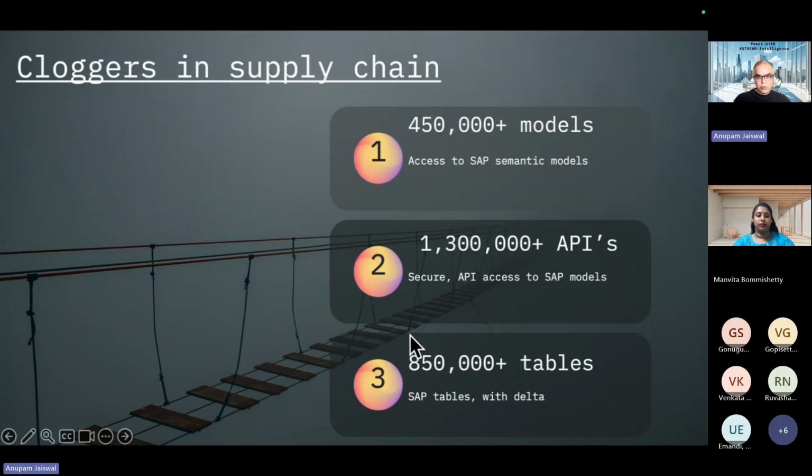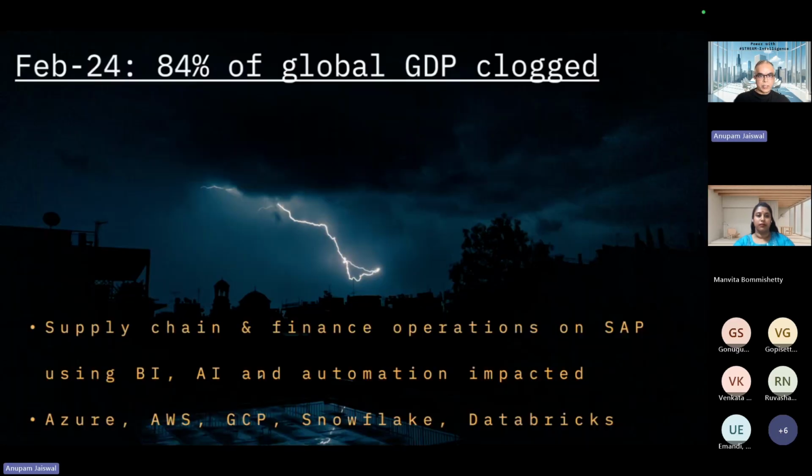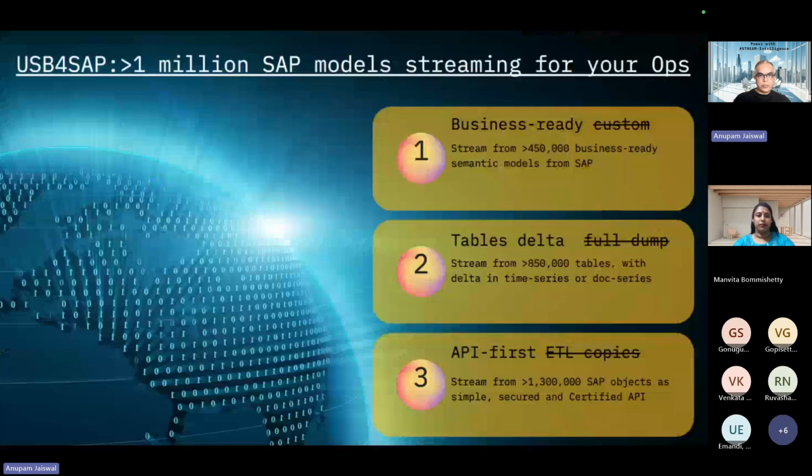If you have more, just share that in the chat, and we'll try to address those. So, what is today's session about? It is USP for SAP. That's our patented technology. Basically, 1 million plus SAP models streaming for your operations.